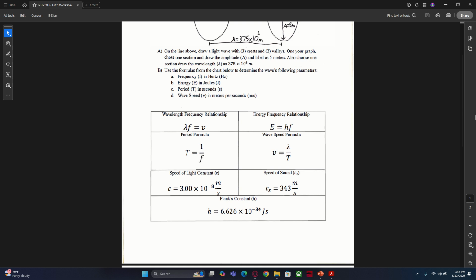There we go. The speed of light constant c should equal 3 times 10 to the 8th meters per second. And if we were talking about sound, then the speed of sound, its value can change depending on the temperature, but typically speaking, the speed of sound, represented c_s, or c subscript s, is about 343 meters per second.